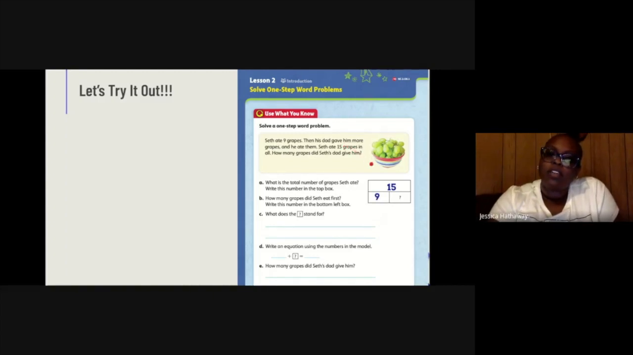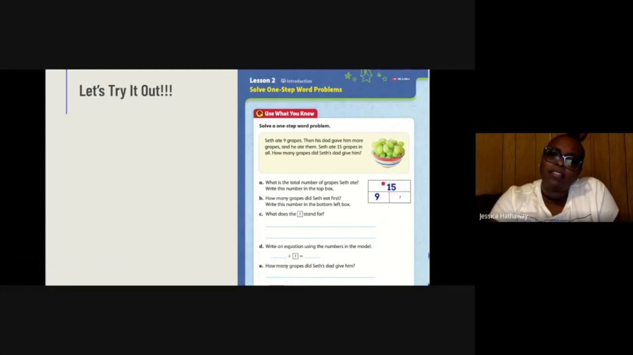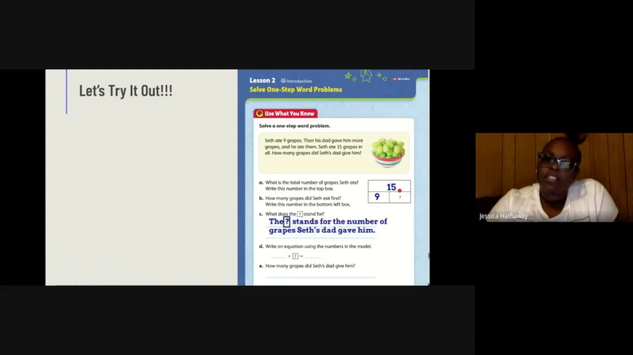Part C. What does the question mark stand for? In this tape diagram, we have laid out how many he ate in all, and then how many grapes he ate first. But now we're trying to figure out what this question mark stands for. So let's think about it. The question mark stands for the number of grapes Seth's dad gave him.